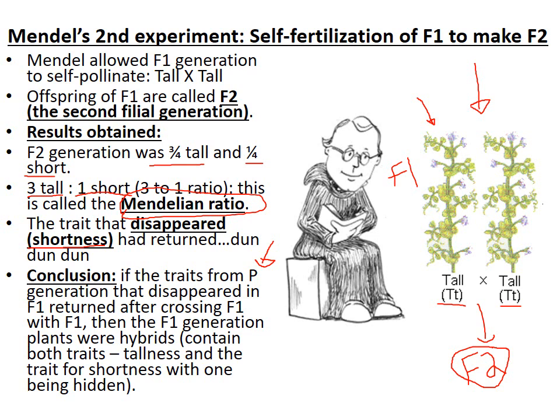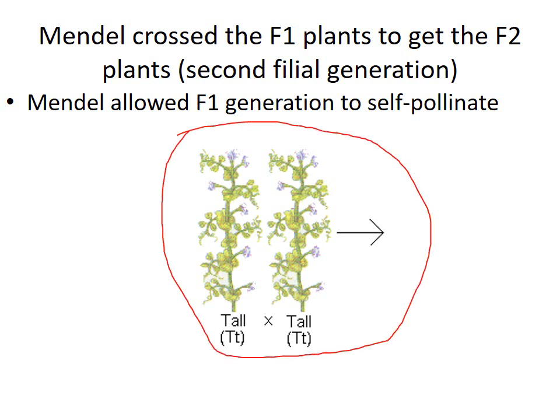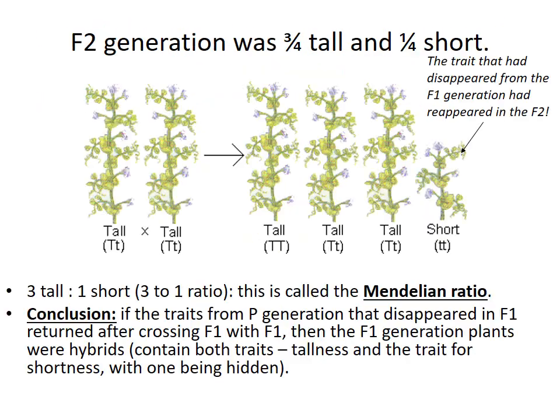So we're going to take a look at that experiment in a bit more detail with a few more visuals to understand the concept. So here's our second experiment. He took plants from the F1 generation. These are our hybrids, the F1 hybrids, big T, little t, big T, little t, and he crossed them together, and he got the F2 generation, second filial generation.